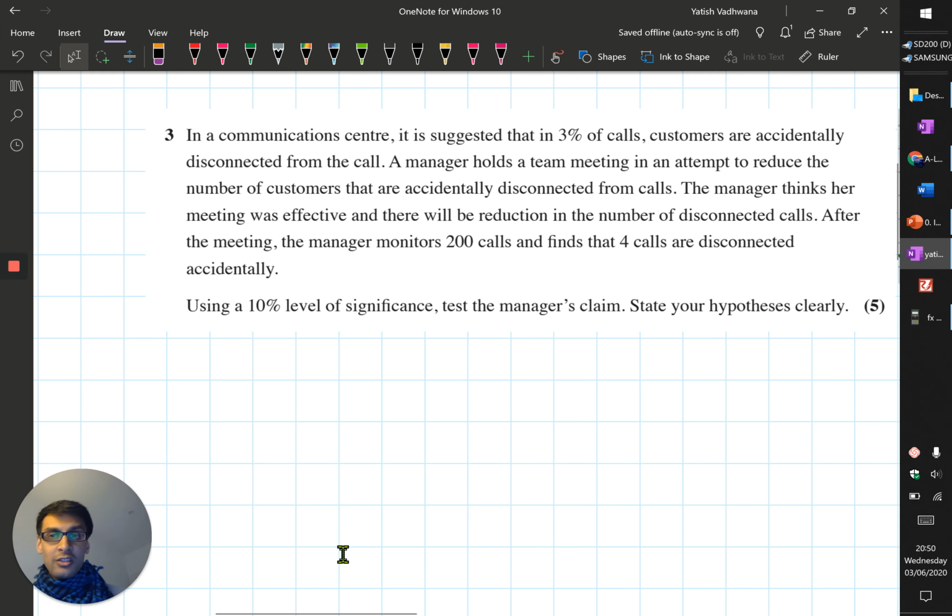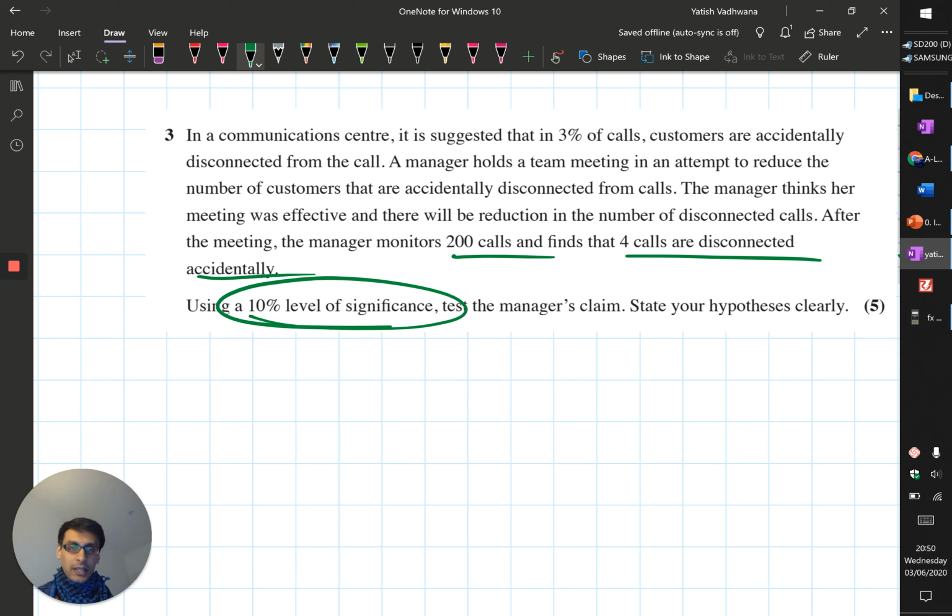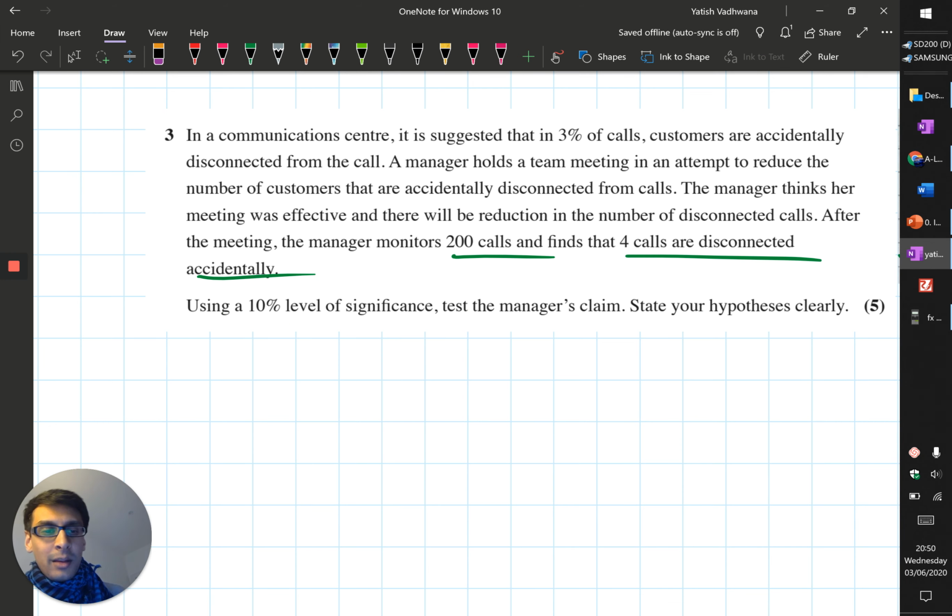Right, here is the question. In a communication center, 3% of calls are accidentally disconnected. A manager holds a meeting. The manager thinks that her meeting was effective and there will be a reduction. After the meeting, the manager monitors 200 calls, 4 of them are disconnected, use a 10% significance level, and test the hypothesis.